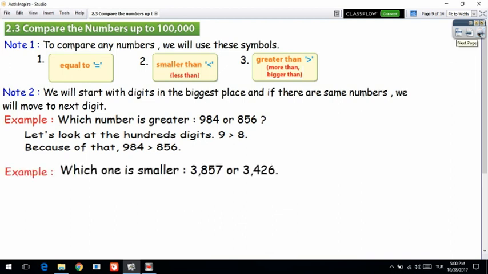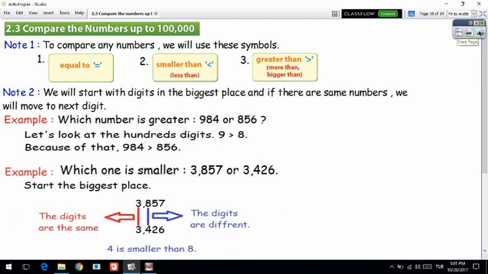Next example is coming now. Which one is smaller? Smaller means less than. 3,857 or 3,426. First of all, you will start from the biggest place. Ones, tens, hundreds, thousands. Okay, let's look at the thousands digits. 3 and 3 are the same. So what should we do? We will move to the next digit to compare 8 and 4. Which one is smaller? 4 is smaller than 8. Because of that, we can say that 3,426 is smaller than 3,857, as you see.